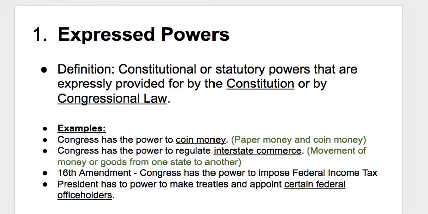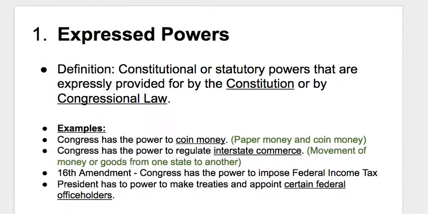If you looked at the articles of our Constitution, you would see that they have the power to do this. Article 1, Section 8, Clause 5 is where it says that Congress has the right to coin money. Congress also has the power to regulate interstate commerce, the movement of money or goods from one state to another. Article 1, Section 8, Clause 3 is where it directly states that the government has the power to do this.